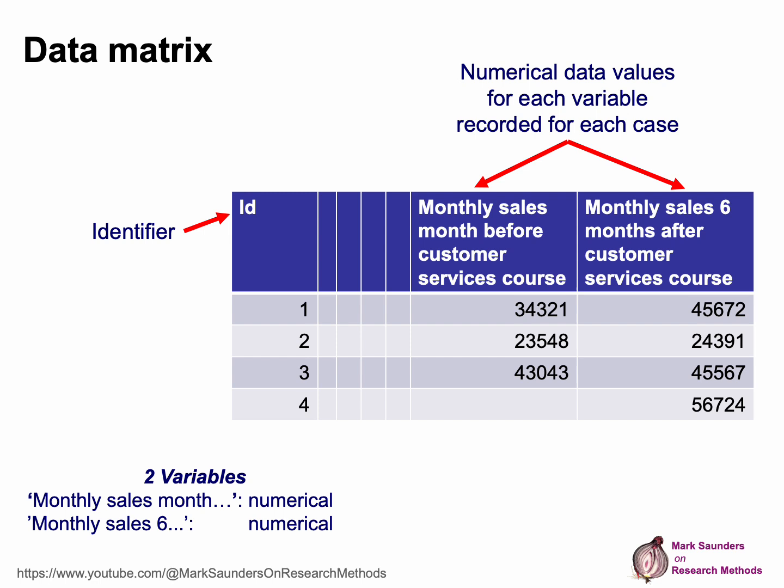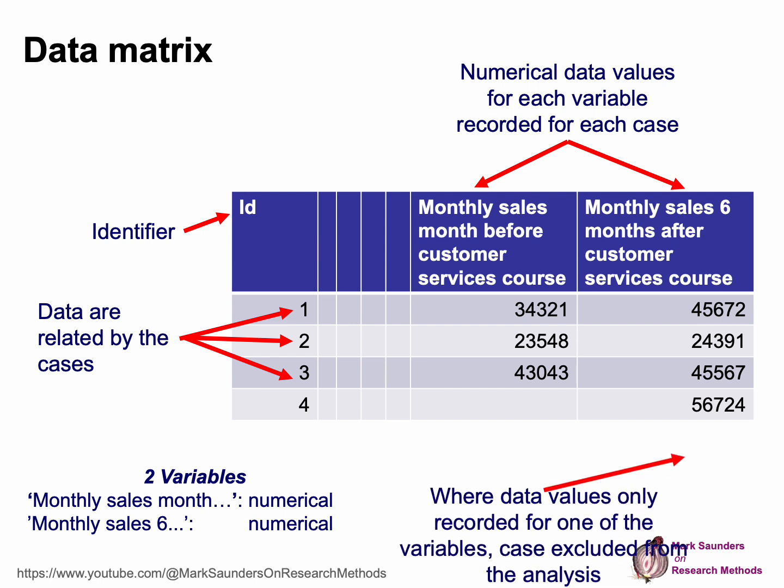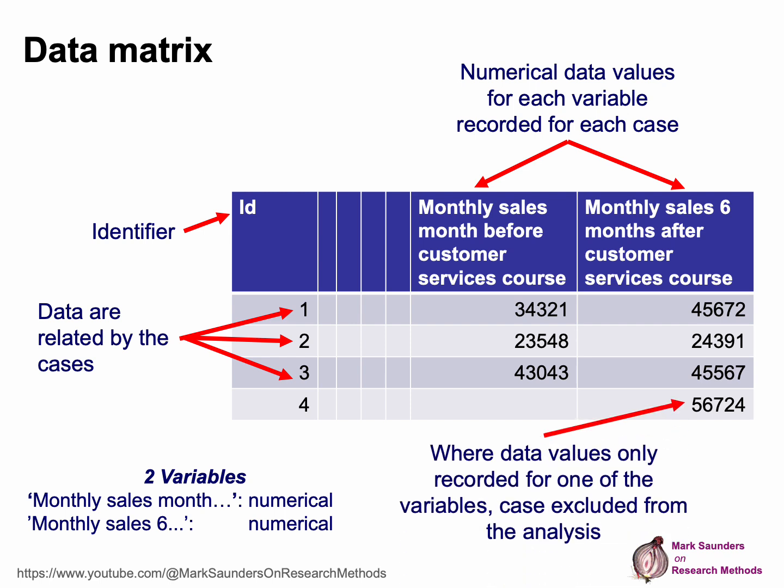The data values for each variable are recorded across the cases. So we can see here case 1, case 2, case 3, and also case 4. And they're related specifically to these individual cases. When we look at case 4, we can see that values have only been recorded for one of the two variables, and that means we need to exclude these data from our analysis because we don't have data for both variables. In other words, the pair of data values which we're going to be testing. These data are normally analysed using software such as Excel or SPSS.